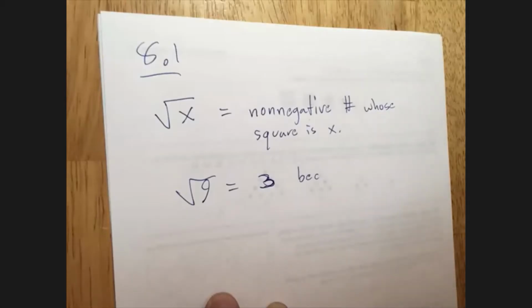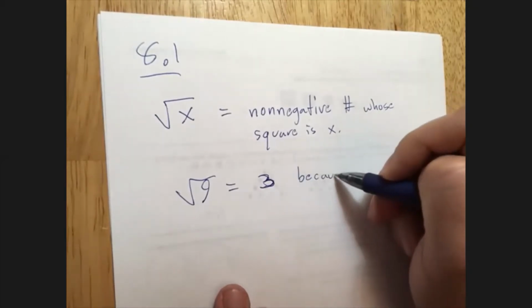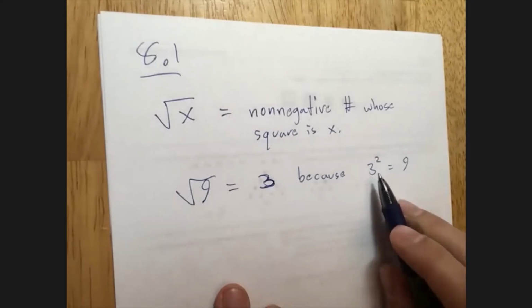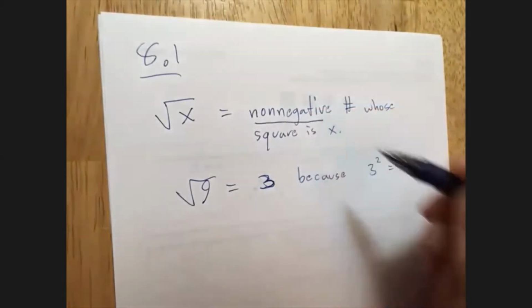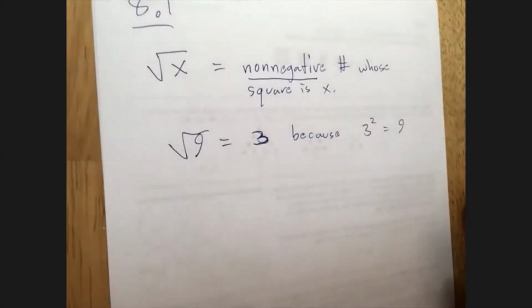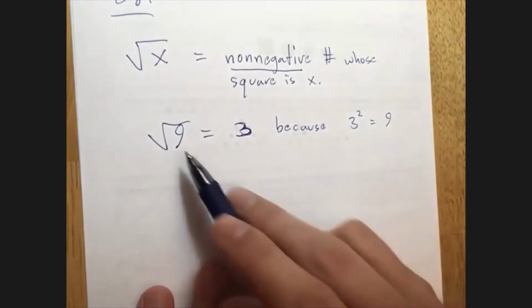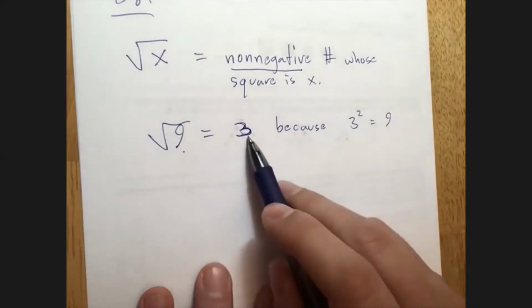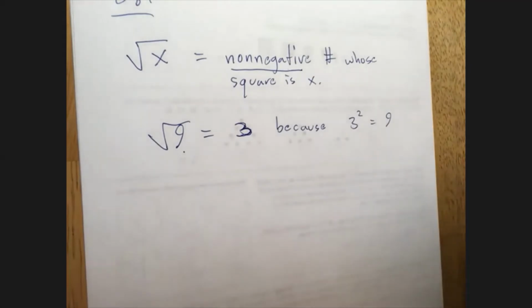I'm recording now. So the square root of 9 is equal to 3 because 3 squared is 9, and 3 is a non-negative number. Now, why are we saying non-negative here? Well, technically speaking, numbers have 2 square roots. There are 2 numbers that when squared give 9. You can square 3 and get 9, but you can also square negative 3 and get 9. And so there's 2 numbers to choose from.